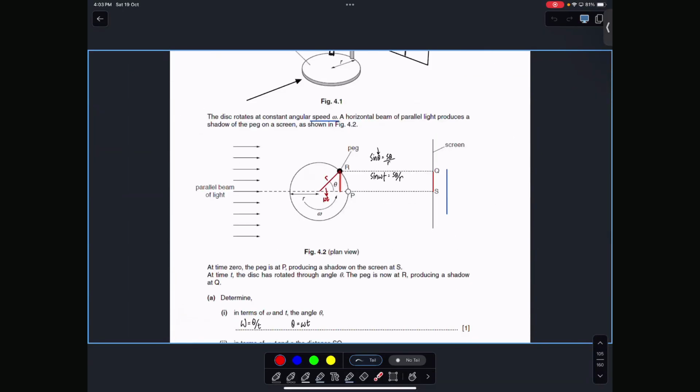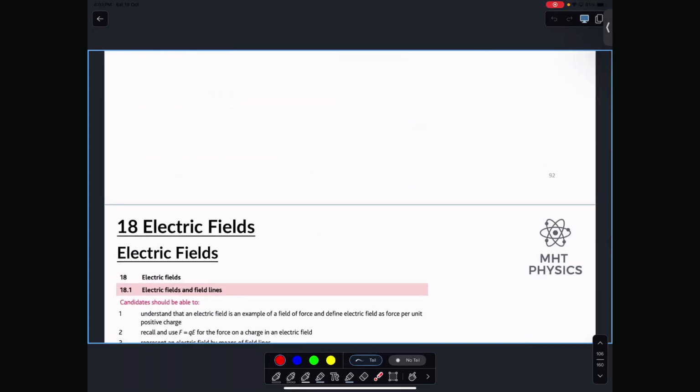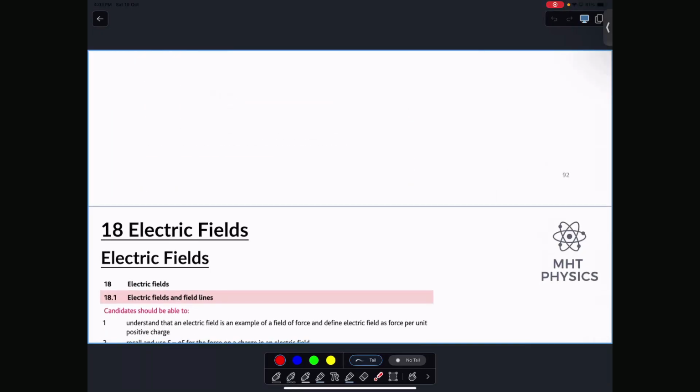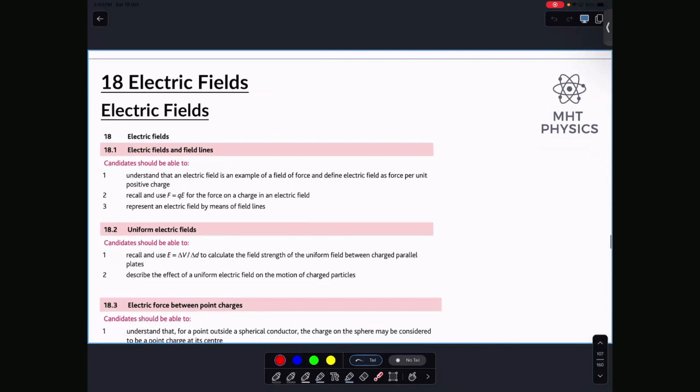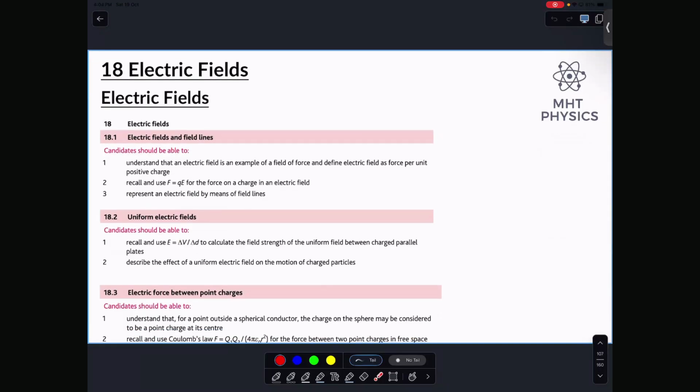I want to start electric fields and magnetic fields. These are two very important topics, and they have a lot of breakdowns within them. So for electric fields, what do we learn? We learn about the uniform electric field.